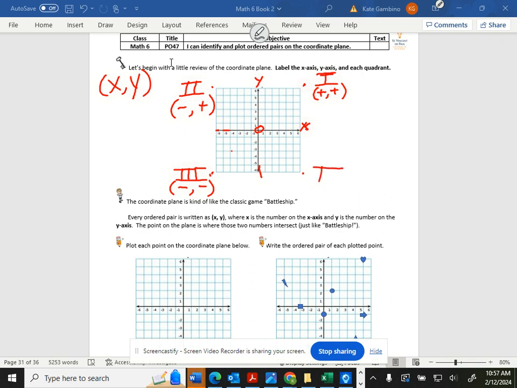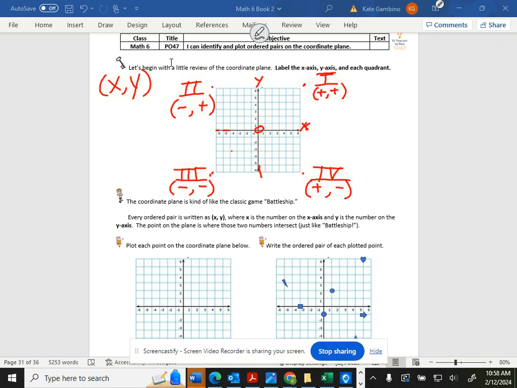Our last quadrant is quadrant 4. What are my x's going to be? Positive or negative? I know Cam knows. Who else knows? Lilia? Positive x. What is our y going to be? Negative. So those are our 4 quadrants on our coordinate plane. Quadrant 1 is positive, positive for x and y. Quadrant 2 is a negative x, positive y. Quadrant 3 is a negative x, negative y. And quadrant 4 is positive x, negative y.